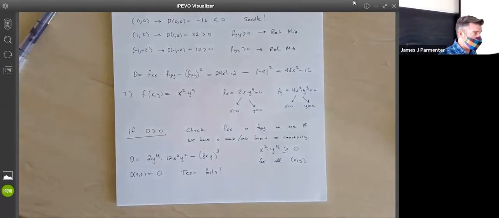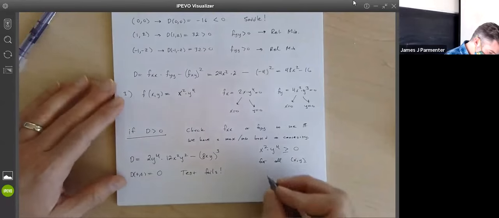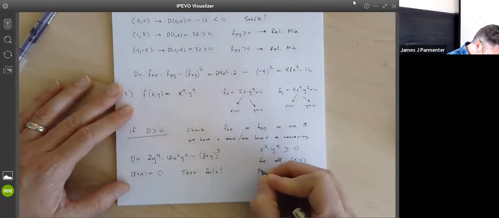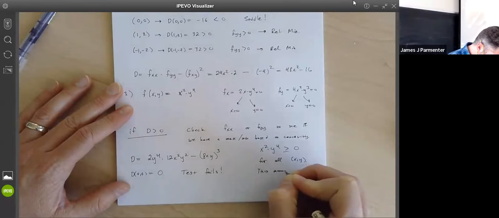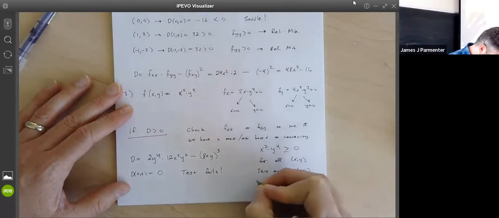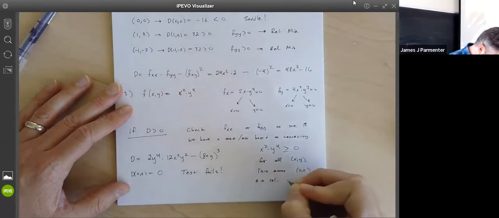Because when you plug in 0, 0, you get an output of 0. So even though this test fails, we can see because of this that 0, 0 is in fact a relative minimum.